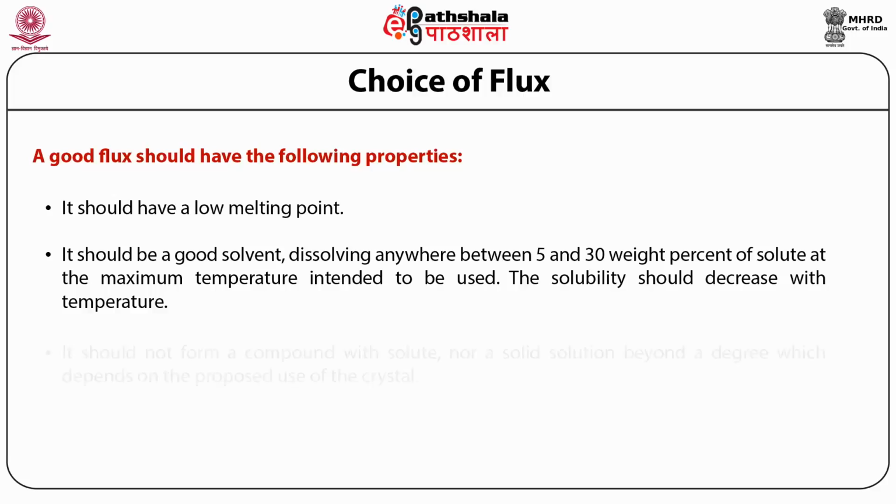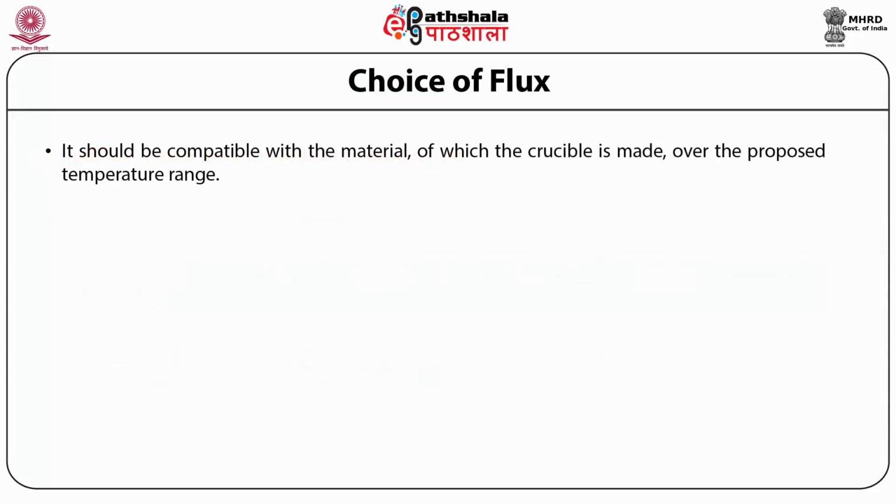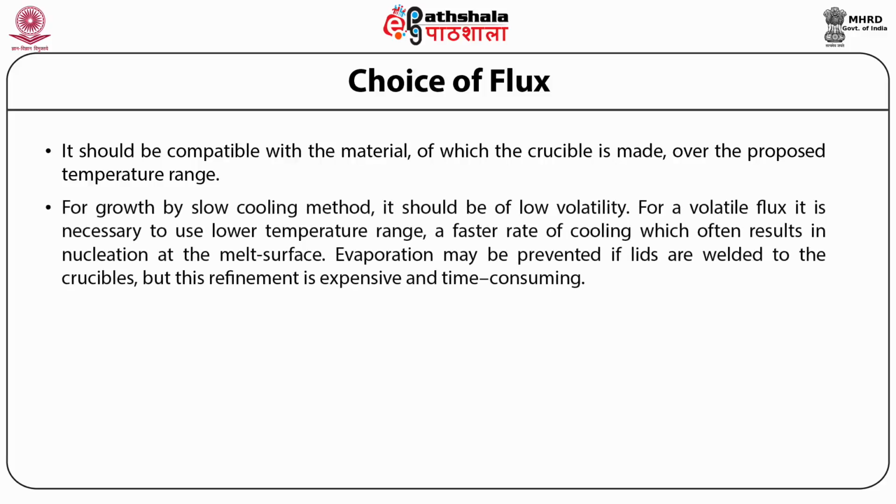Number three, it should not form a compound with solute nor a solid solution beyond a degree which depends on the proposed use of the crystal. It should be compatible with the material of which the crucible is made over the proposed temperature range. For growth by slow cooling method, it should be of low volatility.